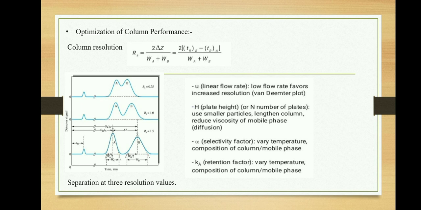Column resolution. Column resolution is the ability to separate two analytes using the equation Rs is equal to 2 delta Z upon Wa plus Wb, which is equal to 2 (tRb minus tRa) divided by Wa plus Wb.